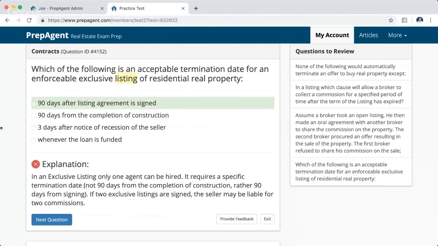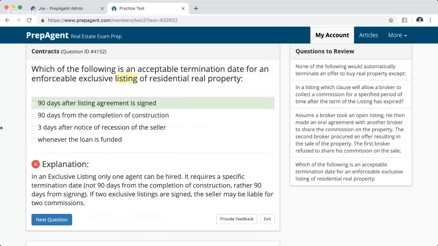So we're talking about exclusive listings here. So before I get into this, what is a listing? What do you guys think? So a listing is an employment contract. Good job, Monica. It's an employment contract to find a buyer.